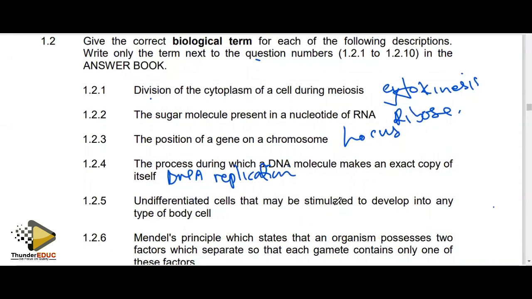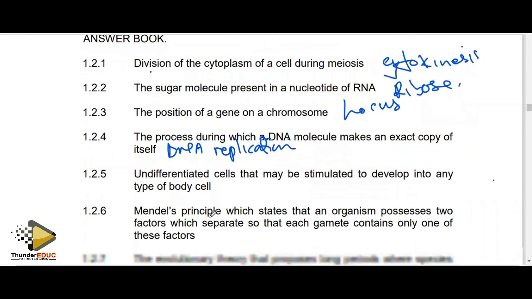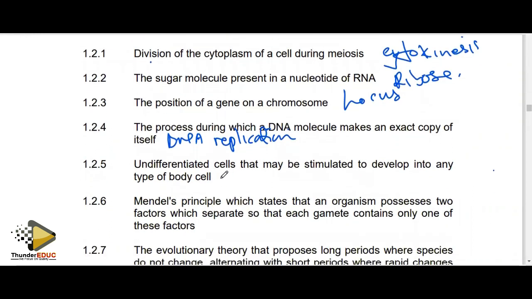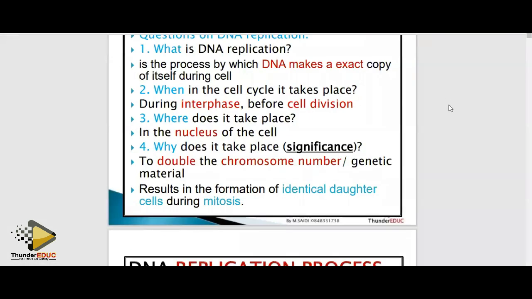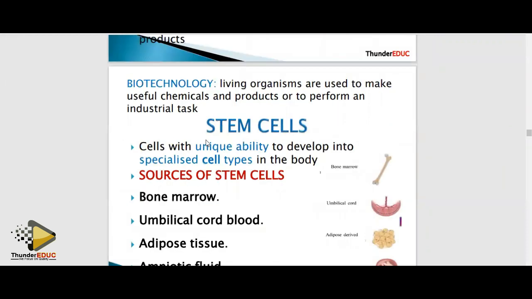An undifferentiated cell that may be stimulated to develop into any body cell. So we call these ones stem cells. So where do we find this? We'll find this in our book, in genetic engineering. Yeah, there we go. You're saying that stem cells are cells with the unique ability to develop into specialized cell types in the body.